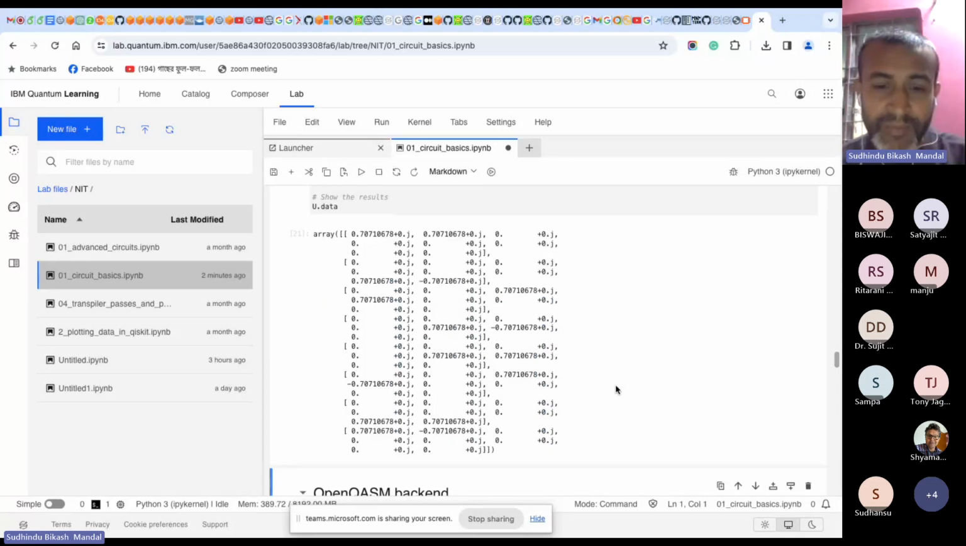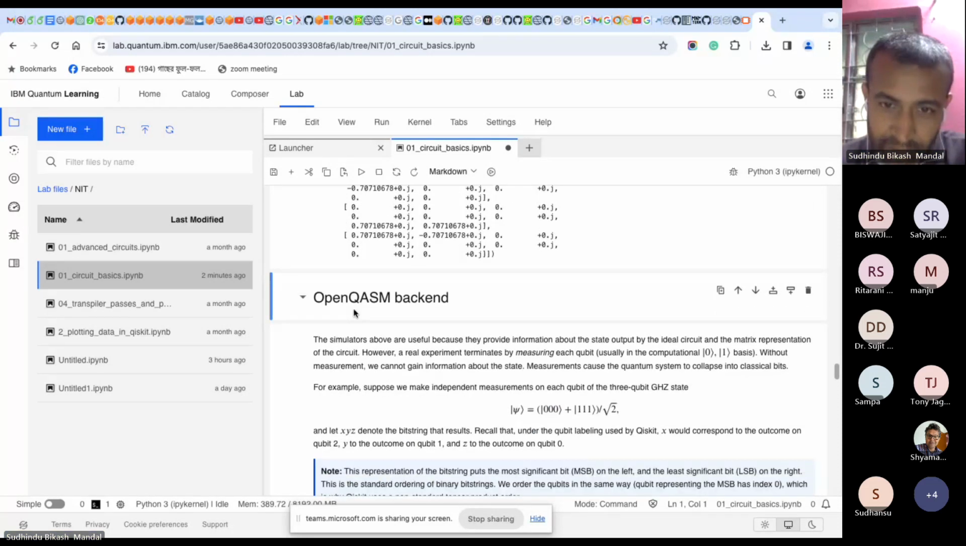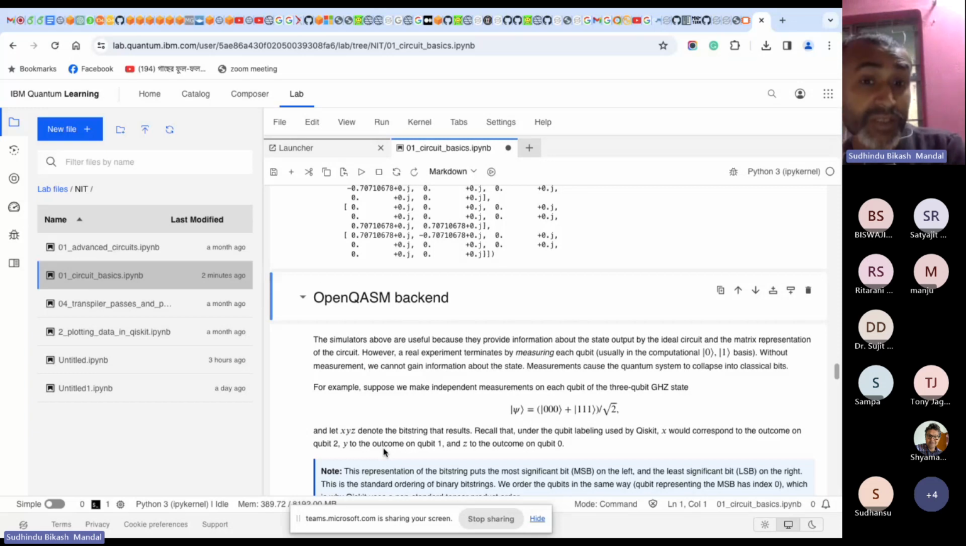You can view it. Next comes another simulator. This is called QASM. The QASM simulator gives you the real feeling of quantum hardware execution, but QASM is also a simulator. This is not a real backend. This one is also a noiseless simulator. It will not give you any noisy environment or real feelings.